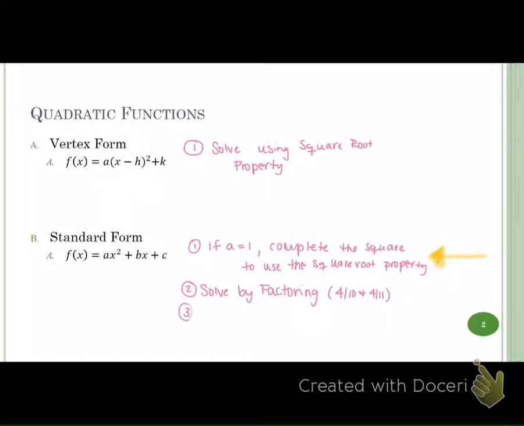And then on Friday, Monday, we will solve by using the quadratic formula. I will be singing a song on Friday to help you memorize the quadratic formula, so try not to be absent, because I will be singing.